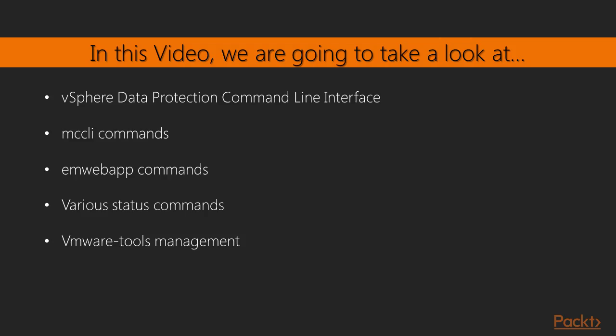The commands that we will cover are the mccli commands. We will look at the mccli server subcommand primarily, and the emwebapp command, which is really useful to make sure that the web application management interface is up. There will be other status commands to check on capacity, storage, and others, as well as how to manage the VMware Tools service, because that is key for setting up a proper implementation of the VDP.